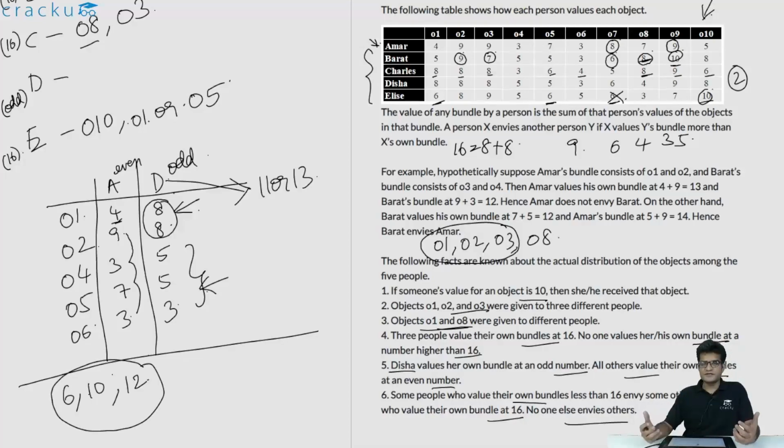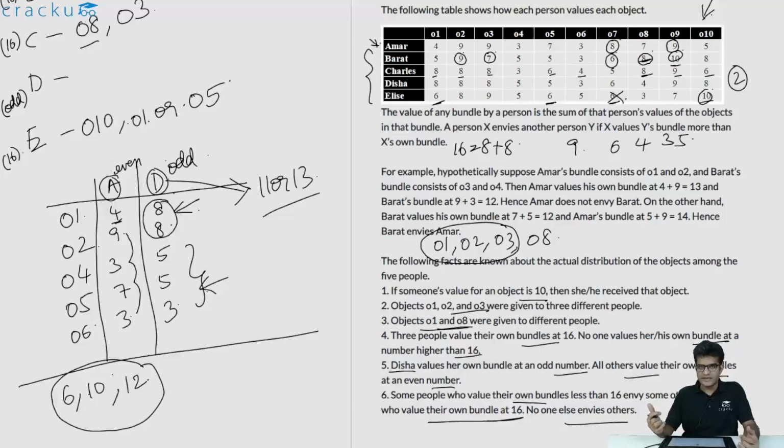Now before you proceed further, another idea should strike your mind. What is that idea? The idea is that A should not be jealous of D, because the person who is jealous has gotten a sum which is less than 16, but they are jealous only of people who value their bundle as 16. Disha doesn't value her bundle as 16. She values it as a number which is less than 16, either 11 or 13. So Amar should not be jealous of Disha. This is the next idea that should strike your mind.